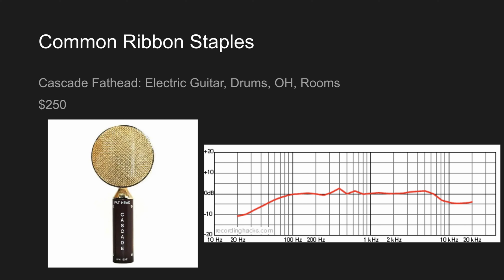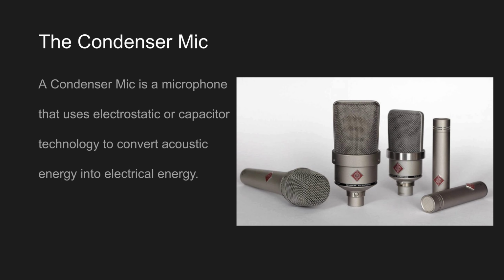Let's talk about the condenser mic. A condenser mic is a microphone that uses electrostatic or capacitor technology to convert acoustic energy into electrical energy. Here is some Neumann microphones. These are all condensers. Basically any mic can come in any kind of shape, and condensers are not limited to one form factor. They just have to have that element.